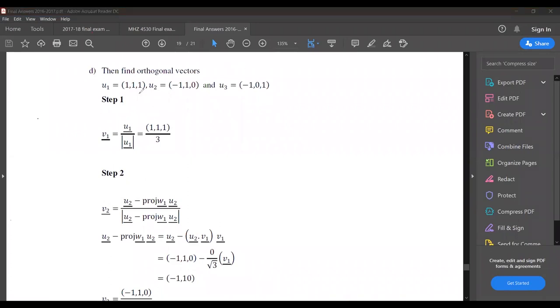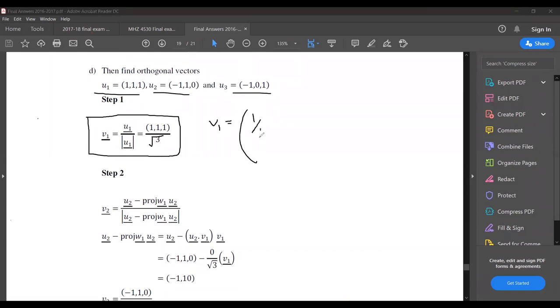So we know our u1, u2 and u3, and there's a projection part. Finding v1 is easy. v1 is u1 by mod of u1, so 1 divided by square root of 3. Not 3, that is square root of 3. So v1 is 1 by root 3, comma 1 by root 3, comma 1 by root 3.